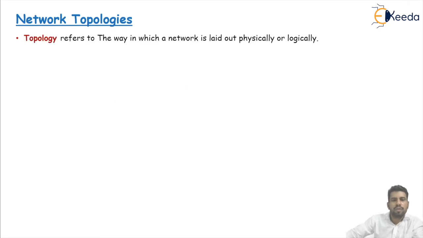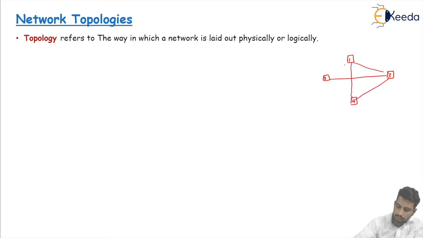Topology refers to the way in which a network is laid out physically. As I already told you, the topology of a network is a geometrical representation of the relationship of all the links and the linking devices to one another. Like now we have a network: this one is our device 1, this one is device 2, this one is device number 3, device number 4. How are they connected to one another? Now we can draw this diagram like this, and we can say our diagram shows the geometrical representation of the relationship of all these links and devices, how they are connected to each other. We also call them nodes. Sometimes we call them hosts, or sometimes machines.